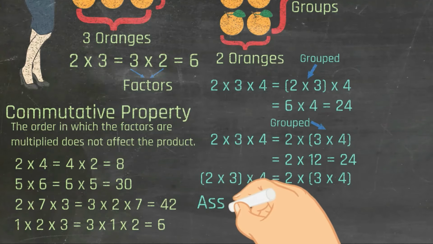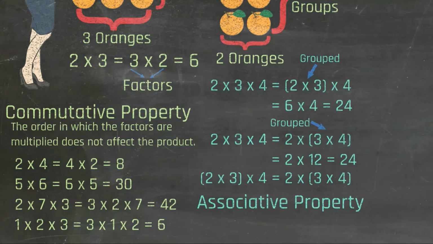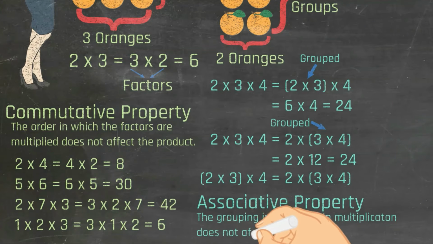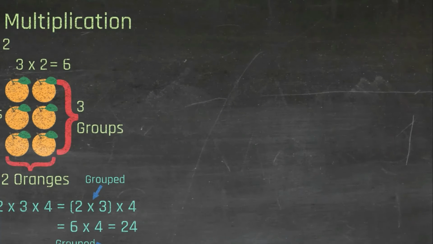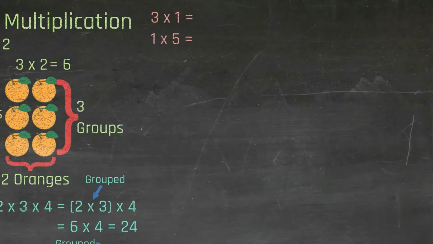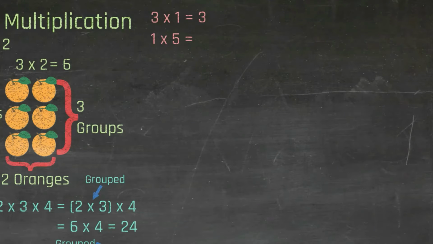This describes the associative property of multiplication. The associative property of multiplication states that the grouping of factors in multiplication does not affect the product. Let us answer these examples. 3 times 1. 3 times 1 equals 3. 1 times 5. 1 times 5 equals 5.